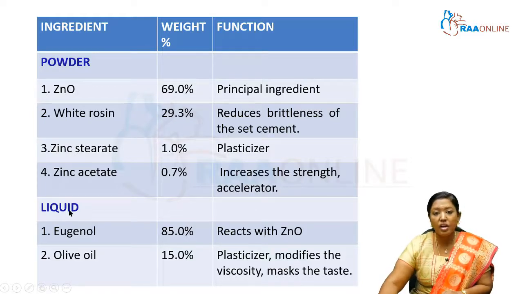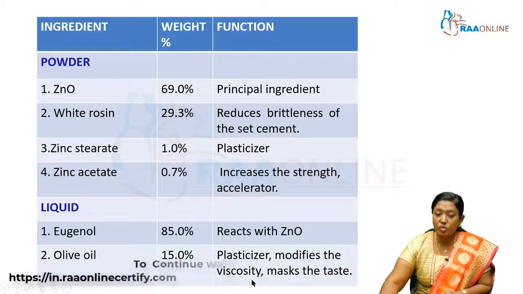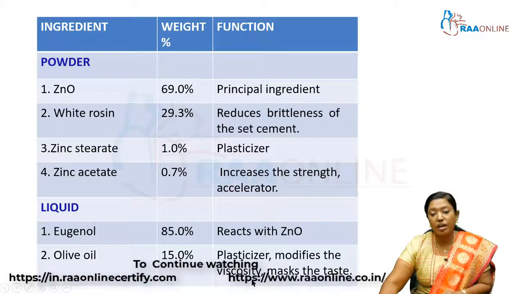Then you have the liquid. As I already told you, the main component is eugenol. Eugenol is nothing but clove oil. You also have a small percentage of olive oil. Eugenol comprises the majority, which is around 85%. Eugenol is the main component which is going to react with the zinc oxide powder. Olive oil is around 15%, which acts as a plasticizer and modifies the viscosity. It gives you that paste-like consistency by adding the olive oil.